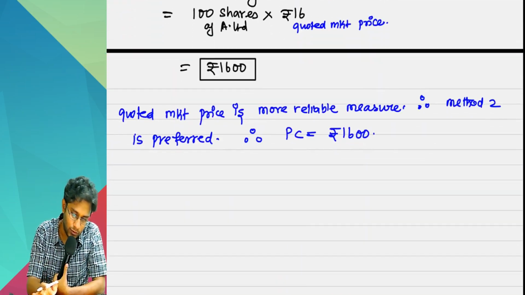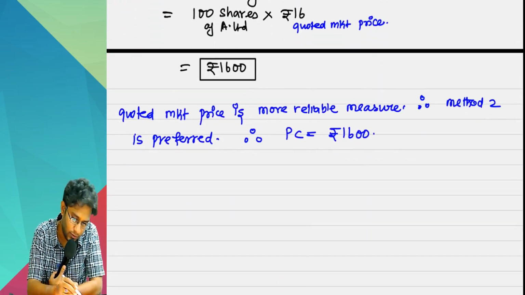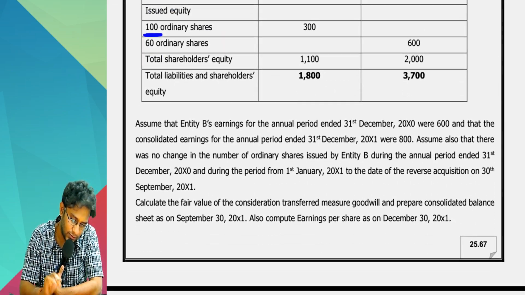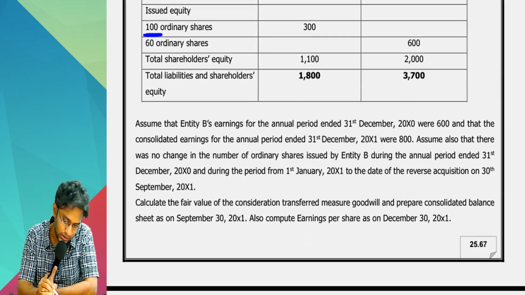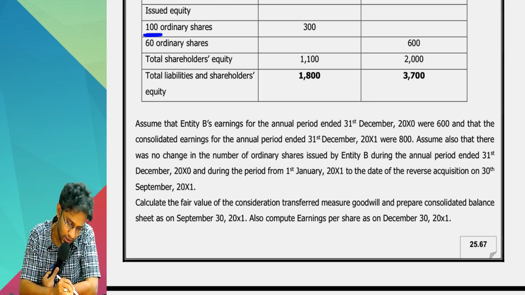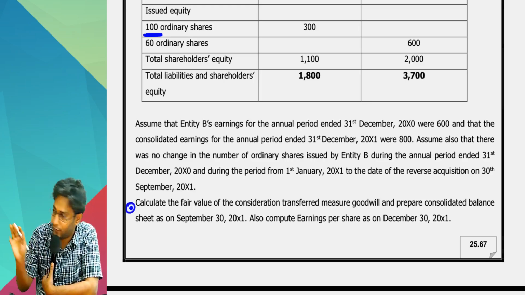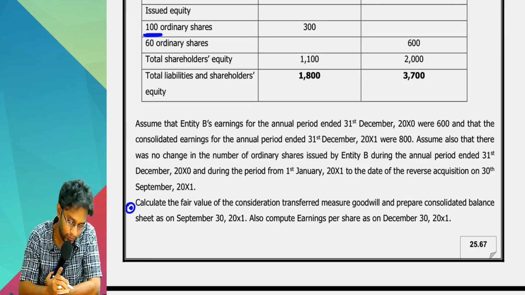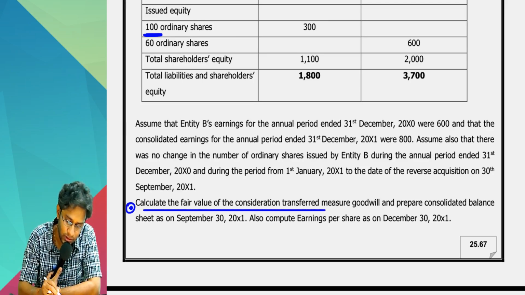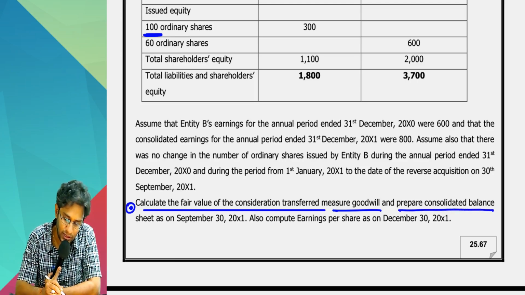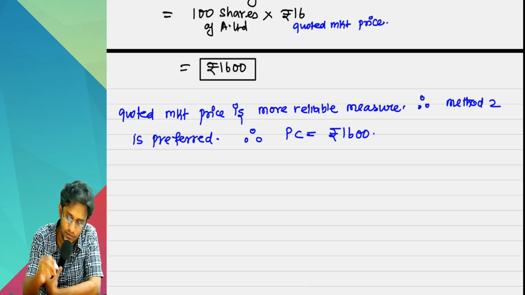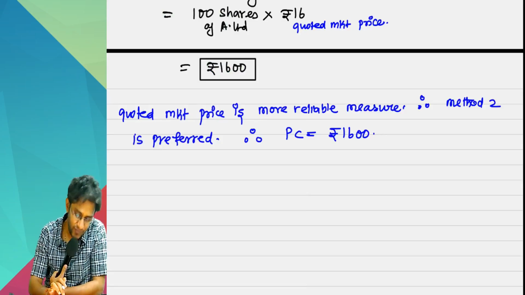Sure. Now let's do consolidation. The question requirement is only that. After telling all this, he says something about earnings. Don't read that. Come here directly. Don't read that paragraph, you'll get confused. Leave it. Later on we will see. Calculate the fair value of consideration transferred. Measure goodwill. And also prepare consolidated balance sheet. Then he is also asking something else, that we'll see later on.